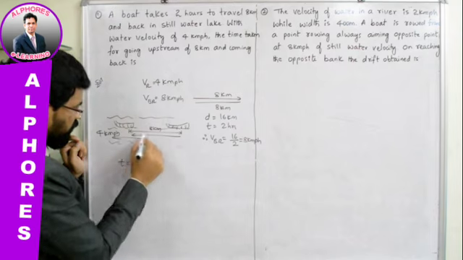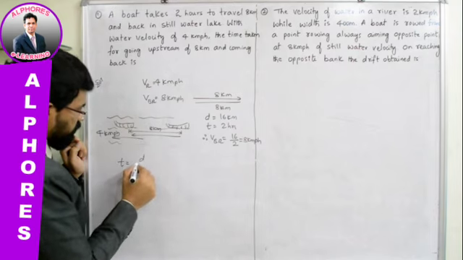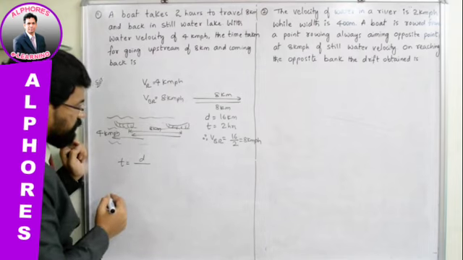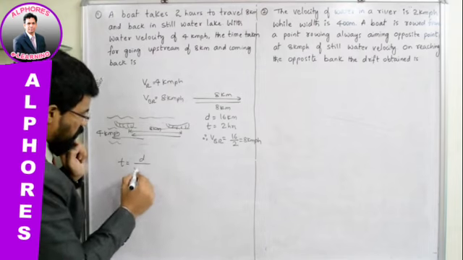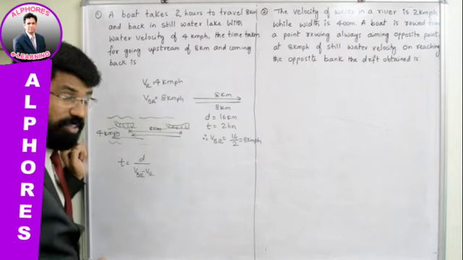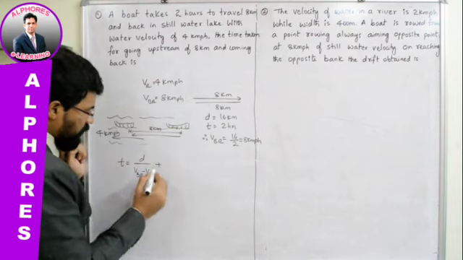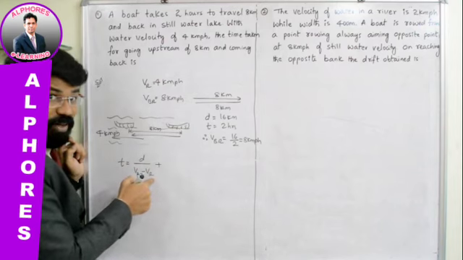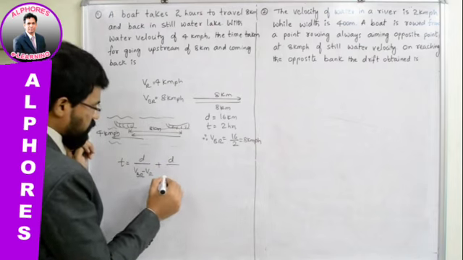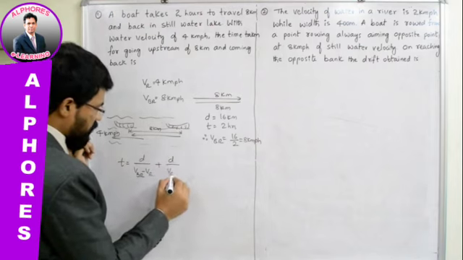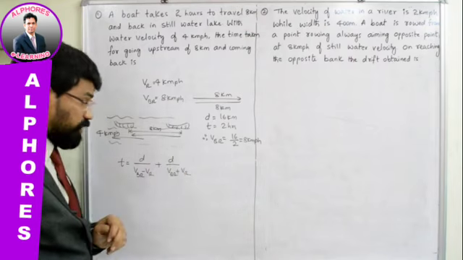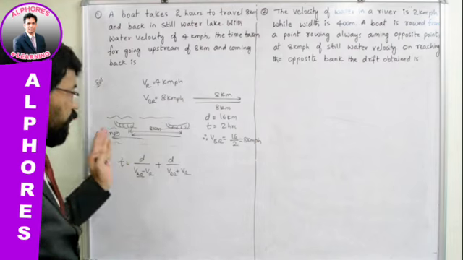Time taken is equal to, in case of upstream, whatever distance it has covered, I'll take that distance as d, divided by the velocity with which it covers that distance when traveling upstream: velocity of boat with respect to river minus velocity of the river. Regarding this we have already discussed. Plus, during downstream, velocity of boat with respect to river plus velocity of the river, both get added, isn't it? So again, the distance covered is d divided by VBR plus VR. This time is related to the downstream journey, and this time is related to the upstream journey.